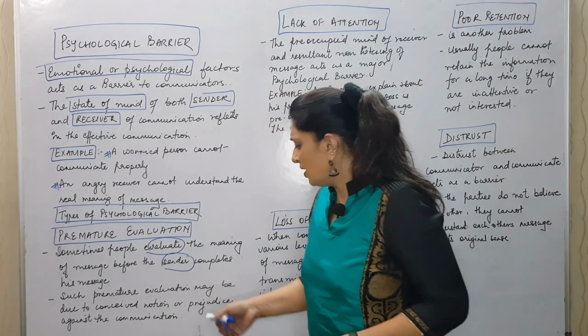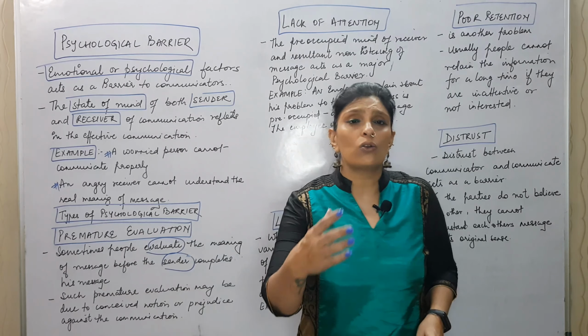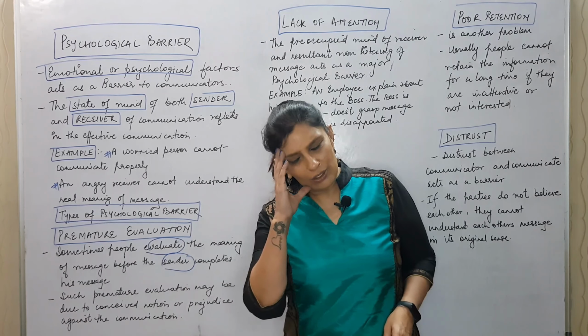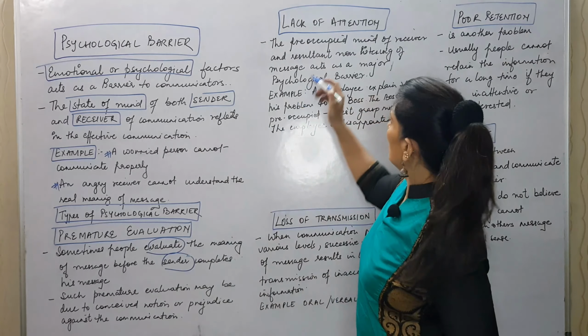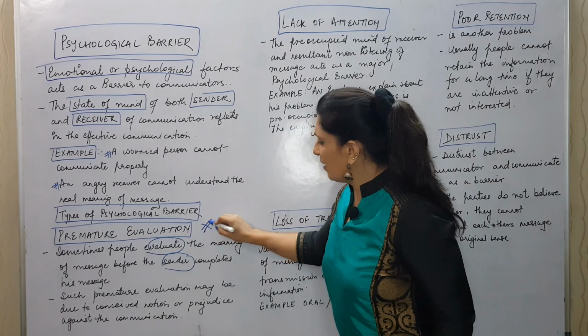We just feel that the one who's communicating, and you just make up your mind that he's going to speak things like this only. This is your first barrier: premature evaluation.